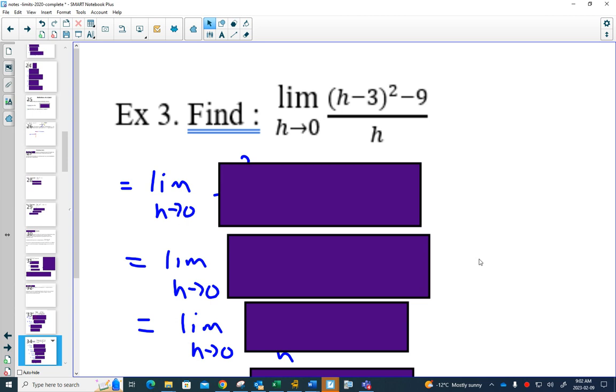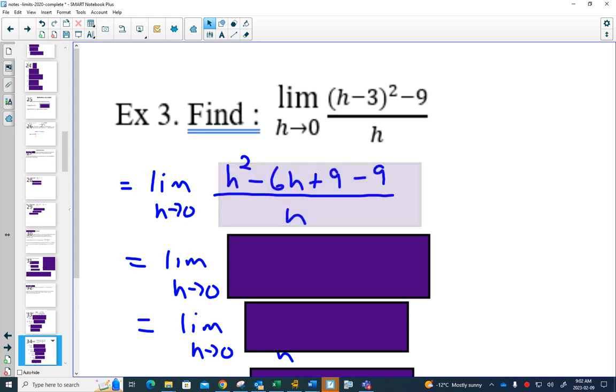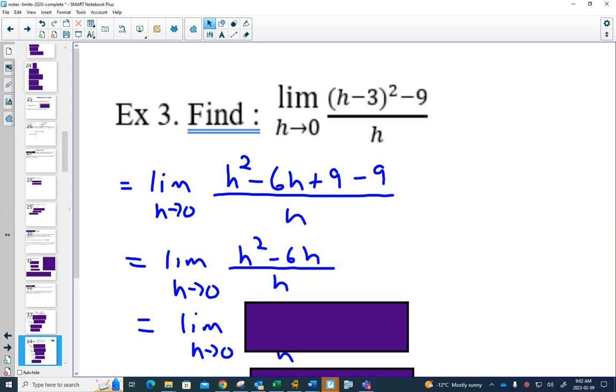Method number 1. Take the limit, and we have h minus 3 squared. Don't know what to do. Well, I could multiply that out and see what happens. If I multiply that out, I'm like, oh, my 9 and my minus 9 would go away. That just gives me h squared minus 6h on top.